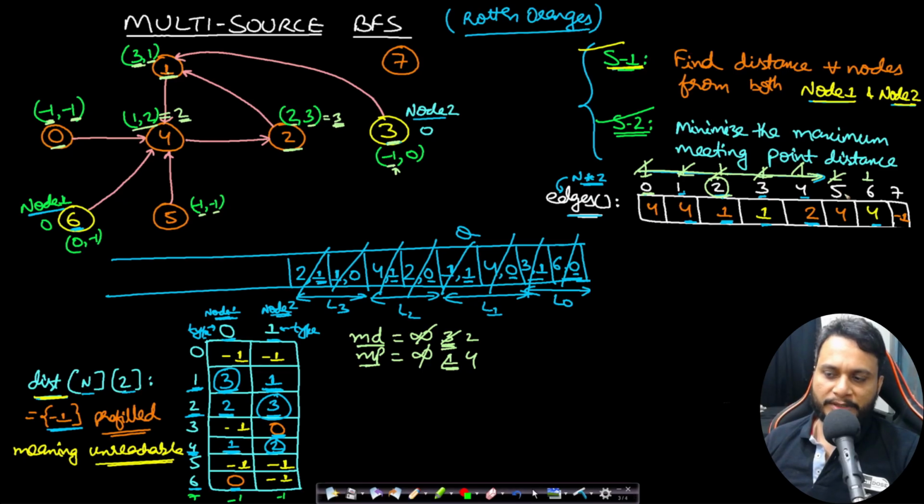So it will be skipped. It's not a meeting point. At 6, we have a negative value, so it will be skipped. At 7 we have a negative value, so this will be skipped as well. So after parsing through all the nodes, we found that the minimum distance is 2 and the optimal meeting point is 4. So we will be returning 4 as an answer in this particular case.